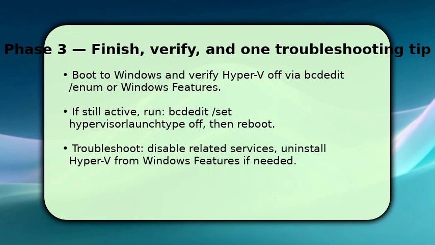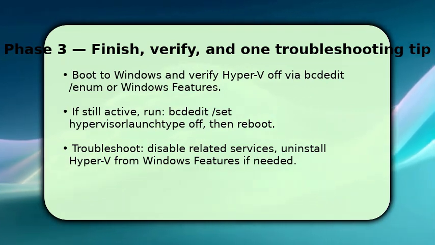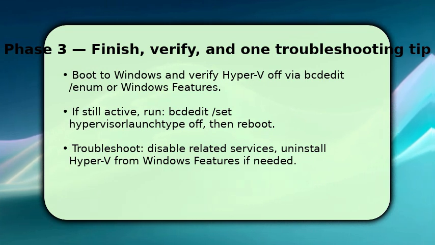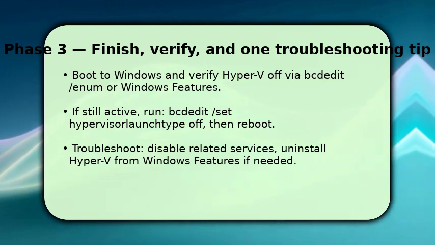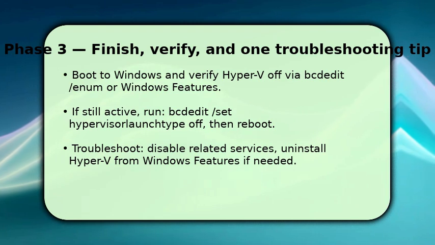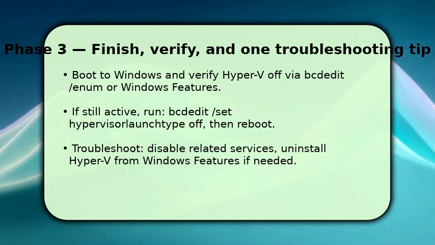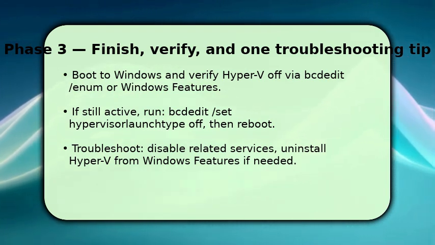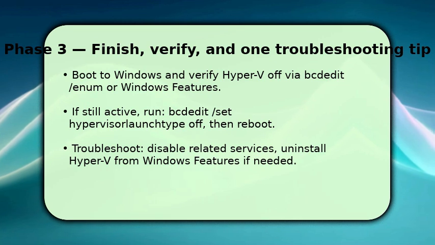After firmware changes, boot Windows and verify Hyper-V is disabled. You can check Windows Features or run bcdedit /enum and confirm hypervisorlaunchtype is not set to Auto. If Hyper-V persists, run bcdedit /set hypervisorlaunchtype off in an admin command prompt, then reboot.